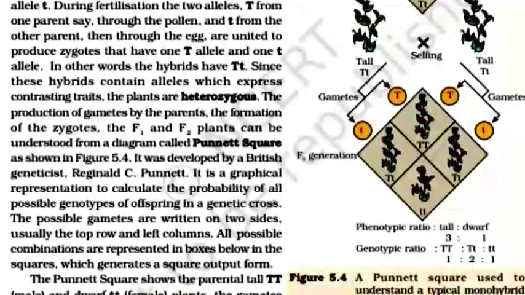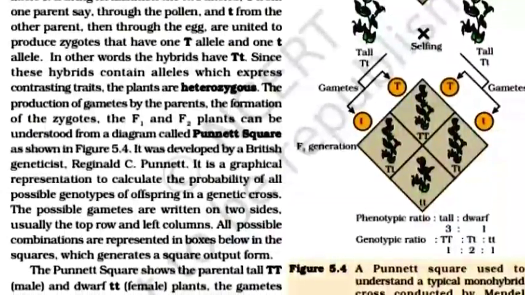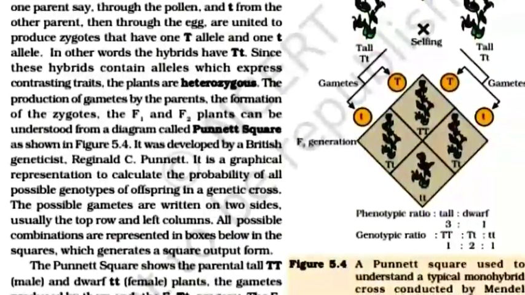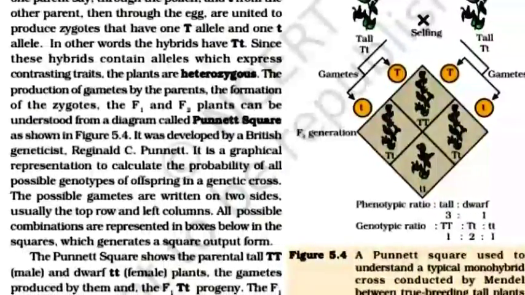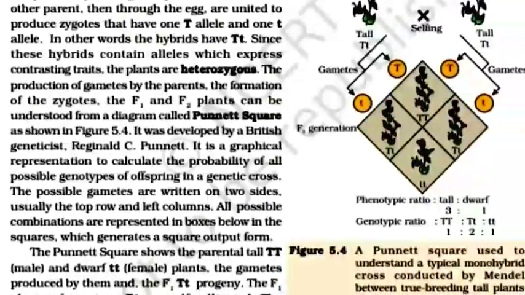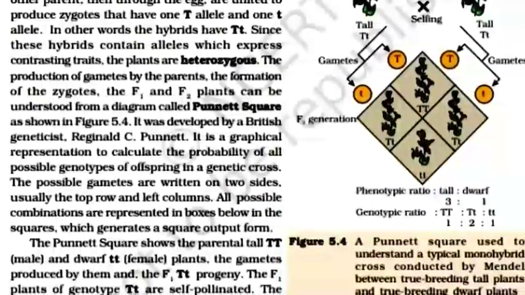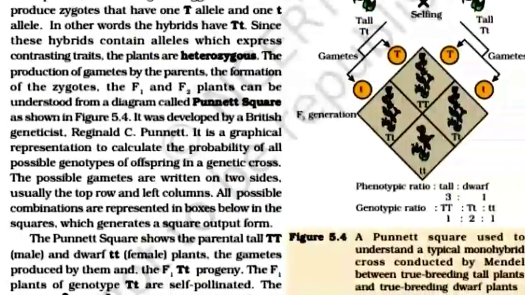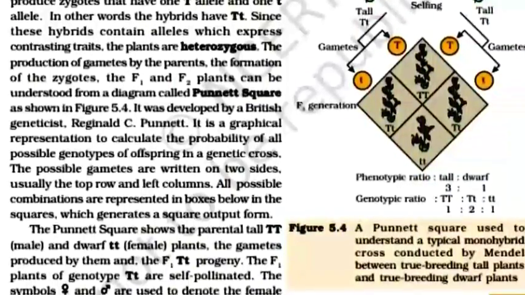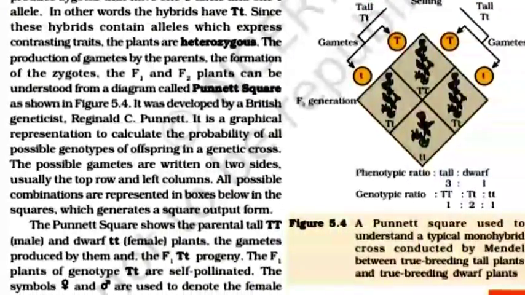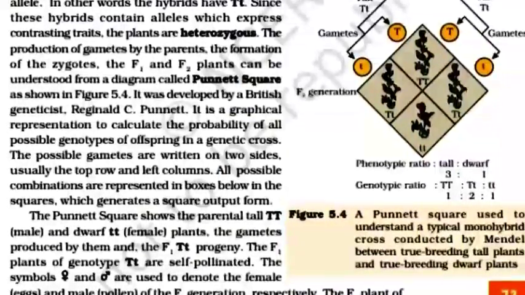It was developed by the British scientist Reginald C. Punnett. It is a graphical representation to calculate the probability of all possible genotypes of offspring in a genetic cross. The possible gametes are written on two sides, usually the top row and left column. All possible combinations are represented in the boxes below in the square, which generate a square output form.